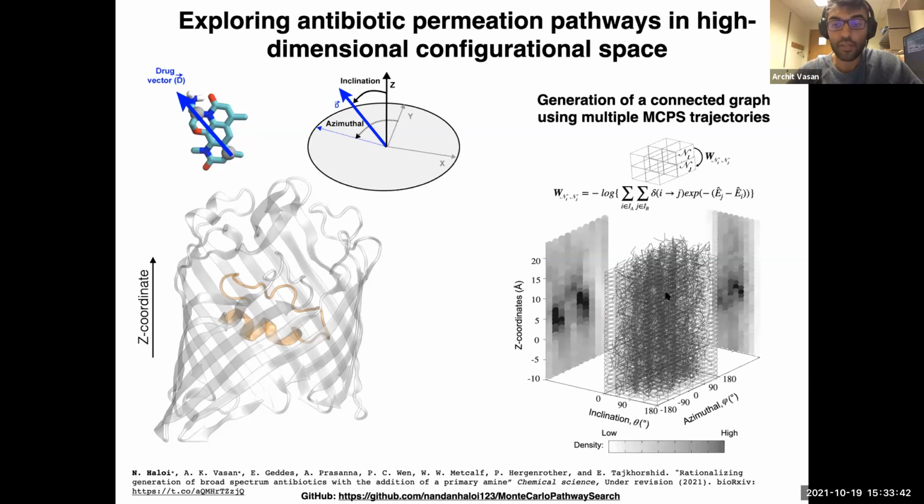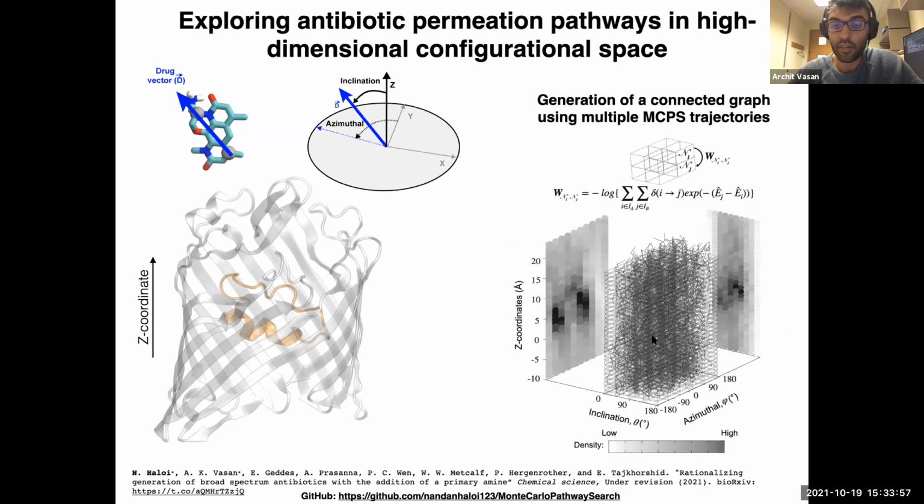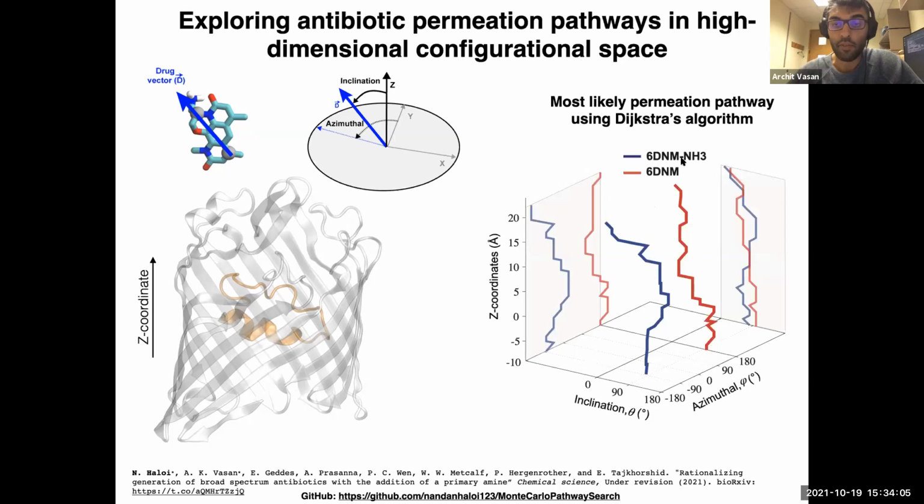And after doing this, we then construct a transition matrix of sorts. And then using this transition matrix and all of the data, we can determine the most likely pathway. So this is essentially saying what pathway going from here to there is the most sampled in our system. And we find that there are two pathways, as can be seen here.